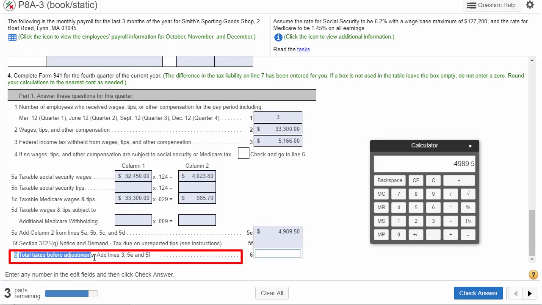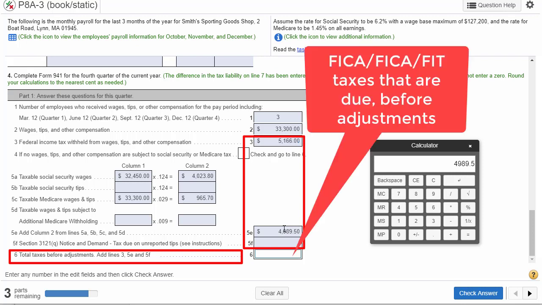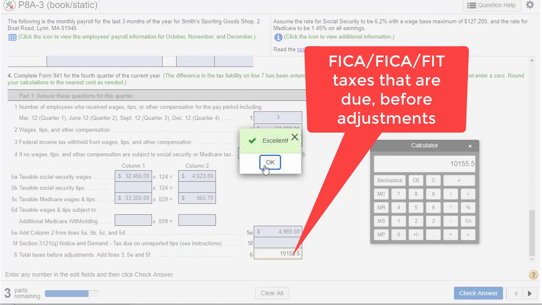Line 6, total taxes before adjustments. Add line 3, which is FIT, plus 5E, and then 5F, which is blank. So basically, it's our FICA FIT. So I'm going to add 5,166 plus 4,989.5, which gives us $10,155.50. So those are our taxes before any adjustments.